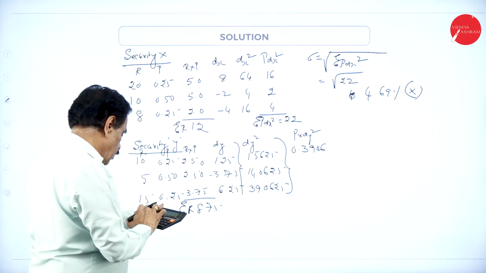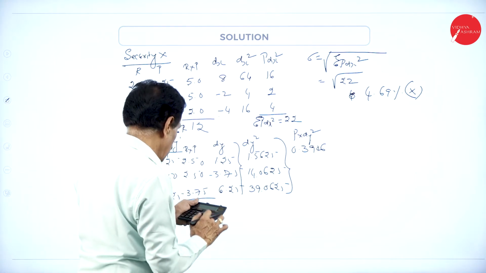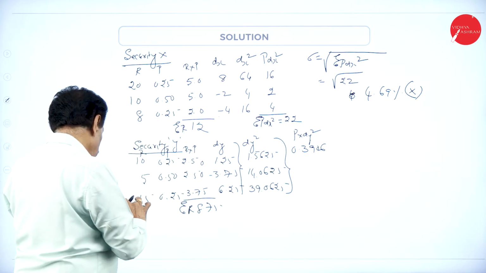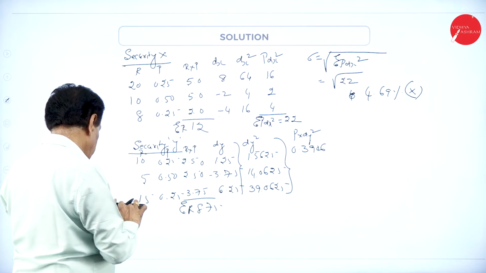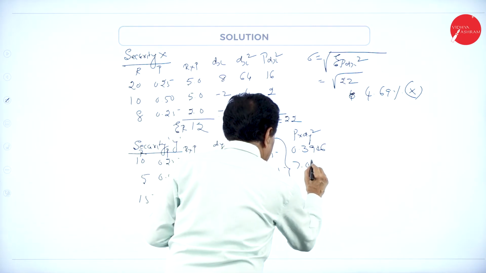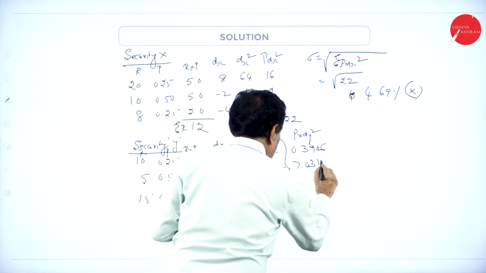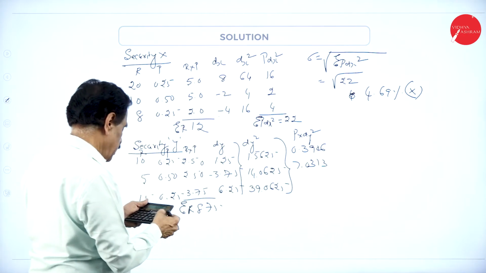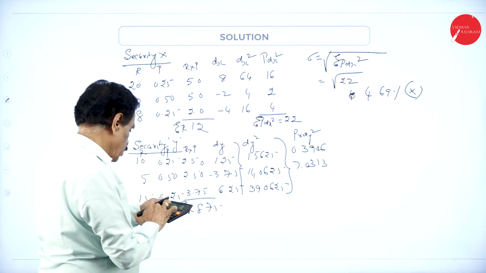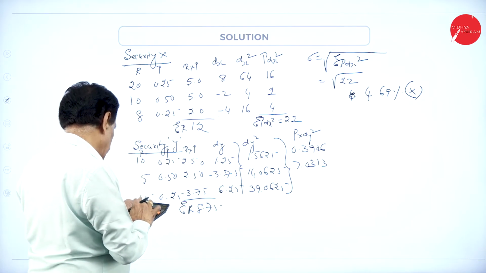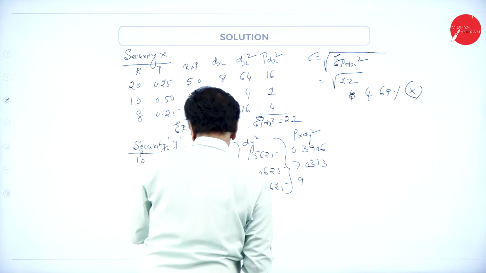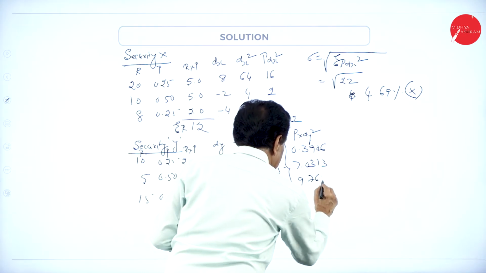Second one: 14.0625 into 0.50 is 7.03. Last one: 39.0625 into 0.25 is 9.7656.